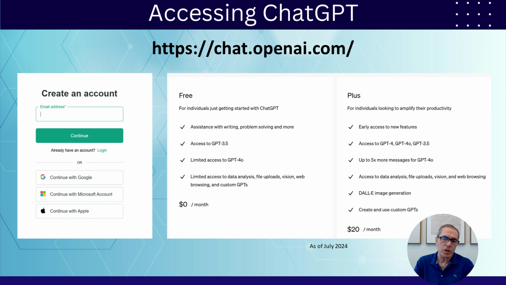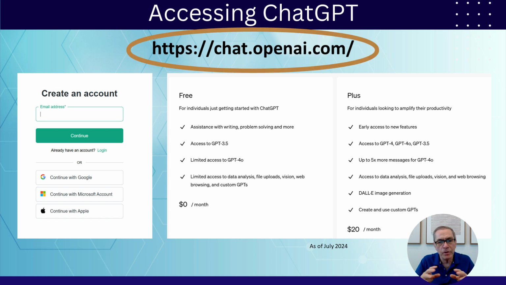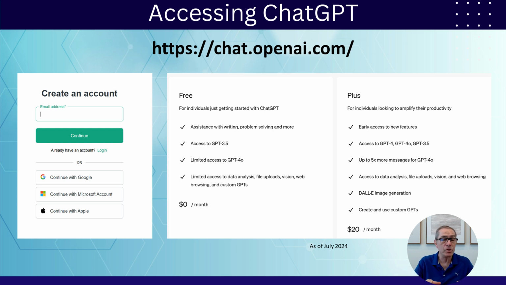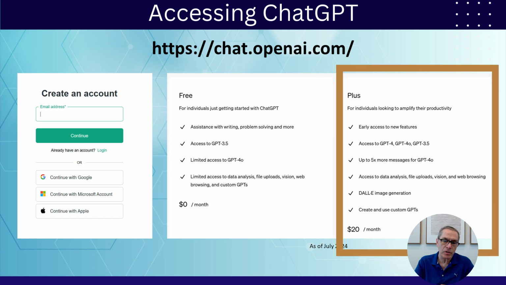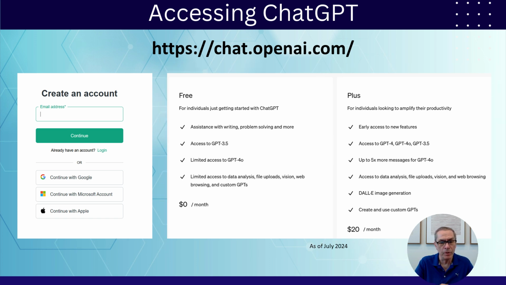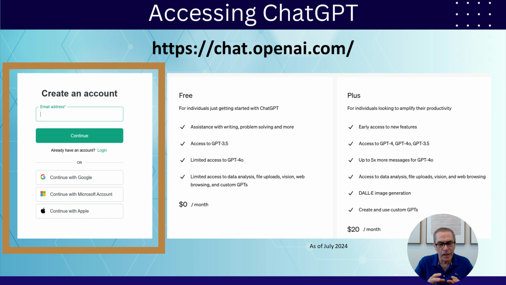To access ChatGPT, let's go to chat.openai.com. You don't need an account, but signing up gives you much more flexibility. Plus, it's free. Now you can upgrade for advanced features for $20 a month. And now creating an account is simple. Let's look at the screen. You can use either your email, Google, or Facebook credentials.